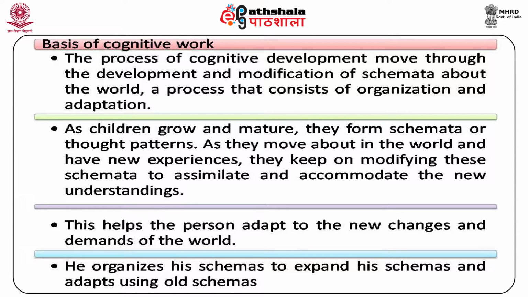According to Piaget, the process of cognitive development moves through the development and modification of schemata about the world, a process that consists of organization and adaptation. As children grow and mature, they form schemata or thought patterns. As they move about in the world and have new experiences, they keep modifying these schemata to assimilate and accommodate the new understandings. This helps the person adapt to the new changes and demands of the world. He organizes his present schemas, expands them and adapts using the old schemas.